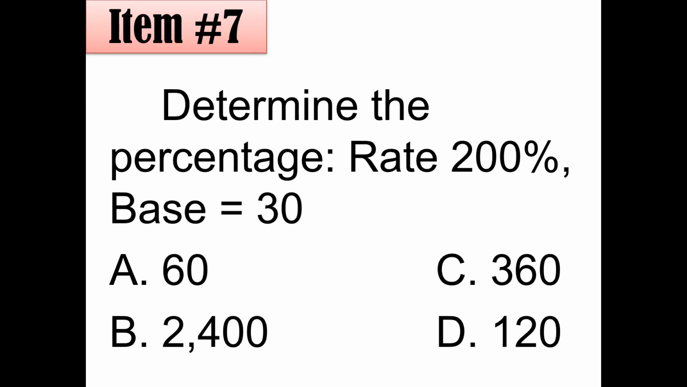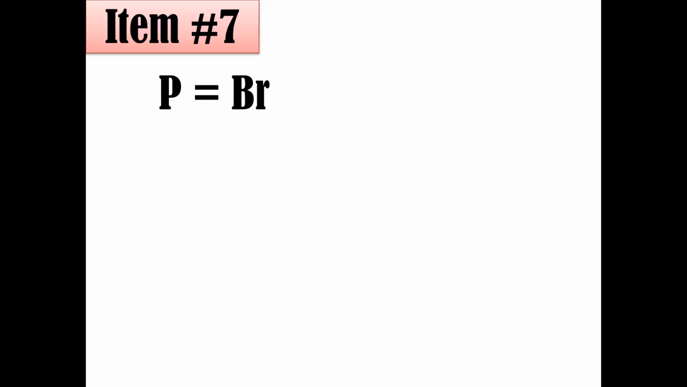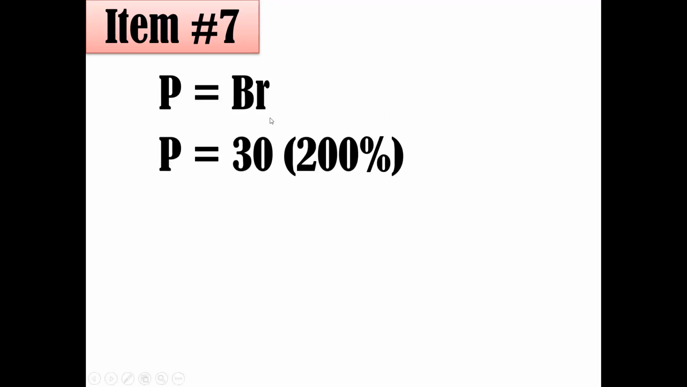Determine the percentage. The rate is 200%. The base is 30. What is the percentage? Is it 60, 2,400, 360, or 120? Okay, letter A, 60. And 60 is because percentage is base times rate. Your base is 30, your rate is 200%.